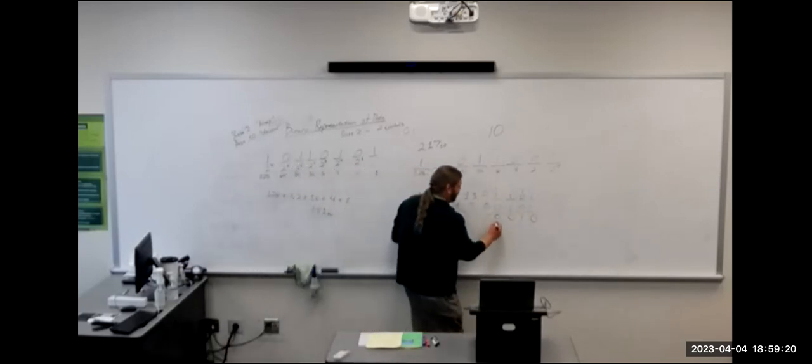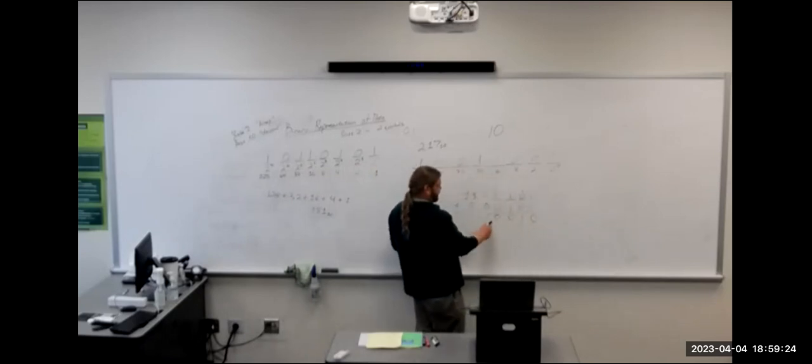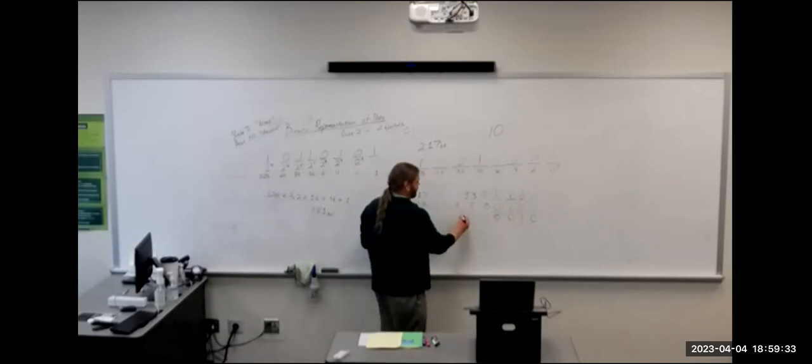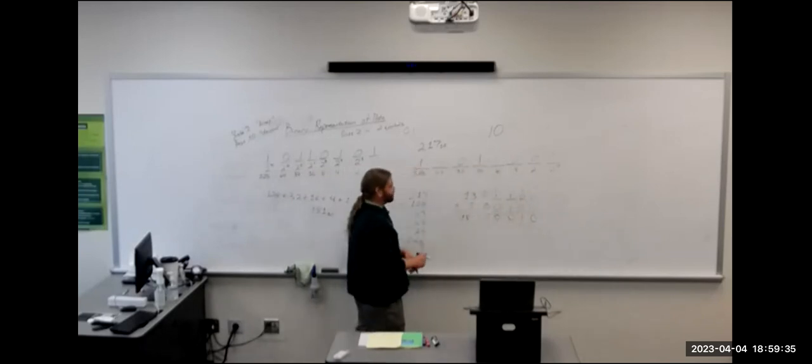So it took more bits, but 1, 2, 4, 8, 16. Don't have any 8s, don't have any 4s, and we have a 2. 16 plus 2 gives us 18, which is what we get when we subtract those, right?